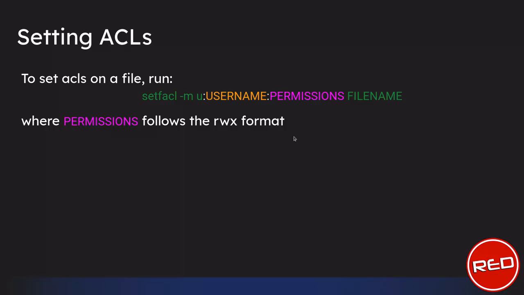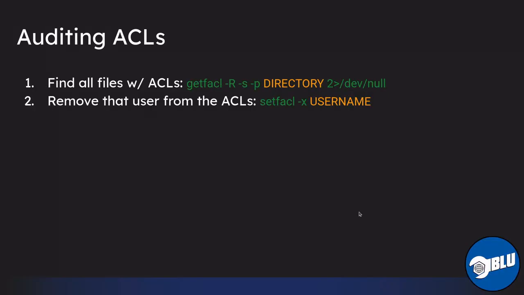So as Blue Team, how do we defend against this? Well, first we can view all ACLs by running this command here. It's going to be recursively getting the facls and removing any base permission, so only the extra modifications will be shown. And this is piping errors to /dev/null just so that errors don't get displayed and fill up our terminal.